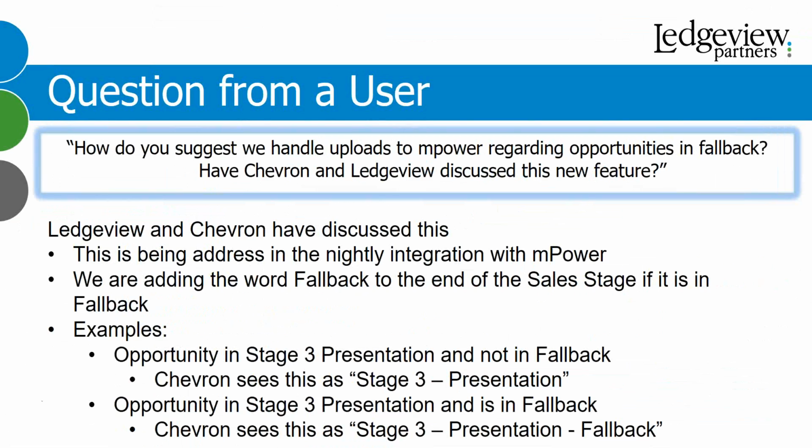So for example, if there's an opportunity that's in sales stage 3, which is presentation, but not in fallback, Chevron's going to see stage 3-presentation. Now it's going to look the exact same if it's in fallback, except we're going to add -fallback to the end of it.